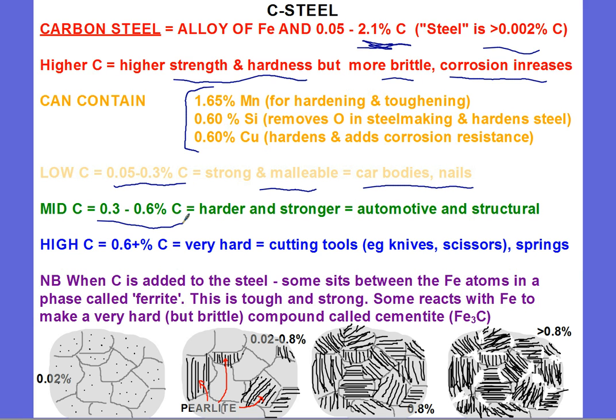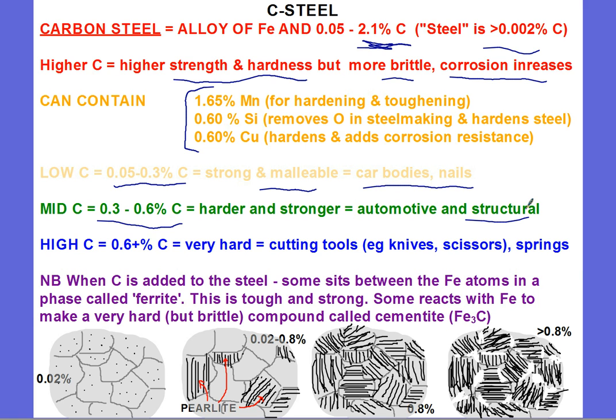It's harder and stronger, so it's got a higher carbon content, and it's used for automotive parts and structural parts. And then you've got very high carbon or high carbon steel, which is 0.6% carbon plus. It's very hard because of the high carbon content, used for cutting tools such as knives and scissors, and also used for springs.